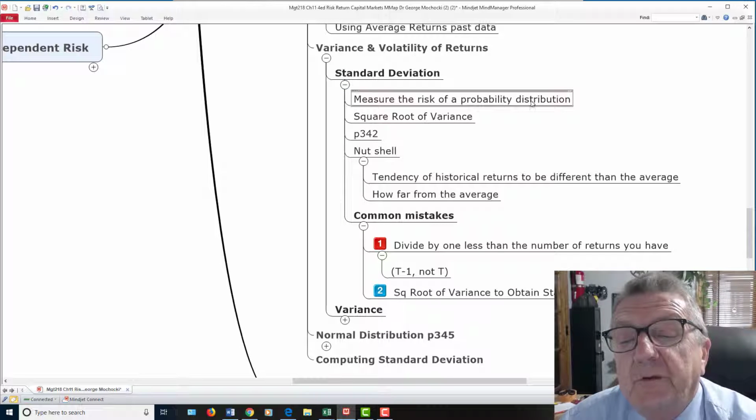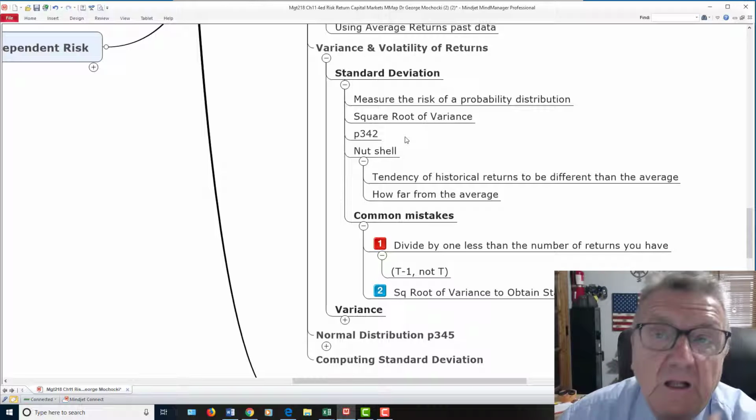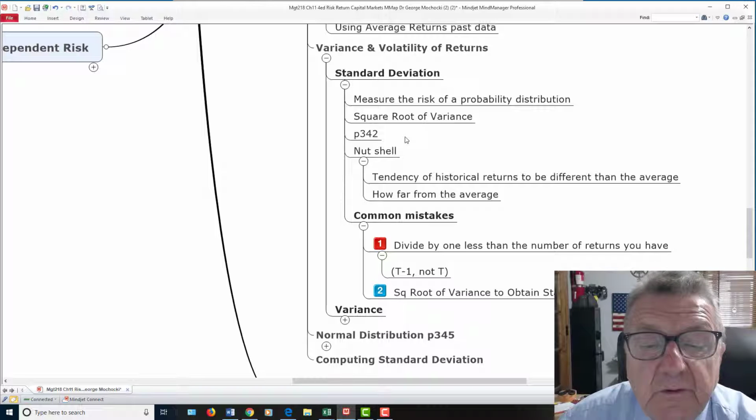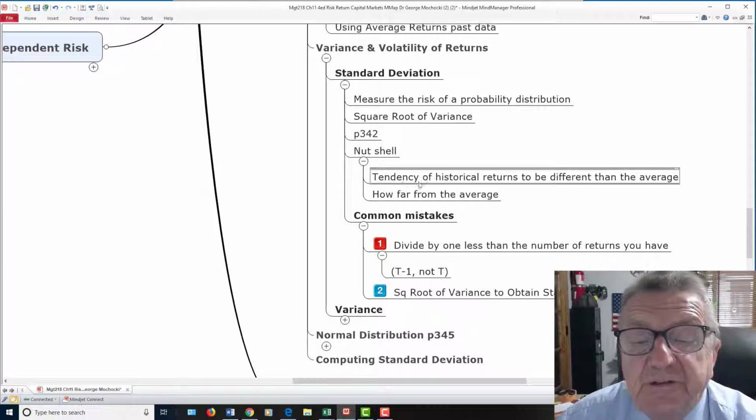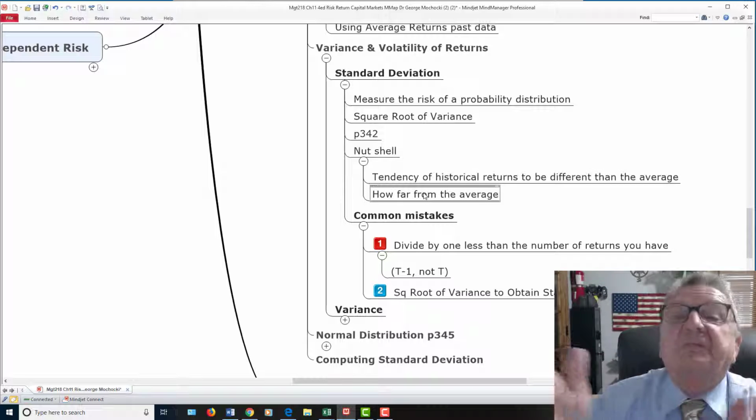Measure the risk of probability distribution, square root, and here's the page. Here's the formula. My finance lab also has a YouTube on there. There's other YouTubes I provided. In a nutshell, it's basically a tendency of historical returns to be different than the average. How far from the average? So you're looking at what's the spread, for lack of a better word.